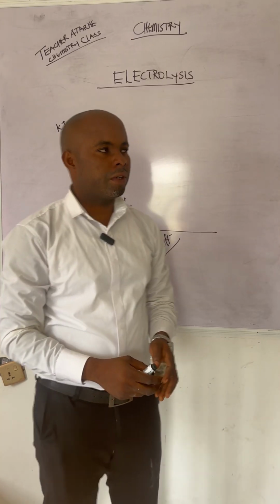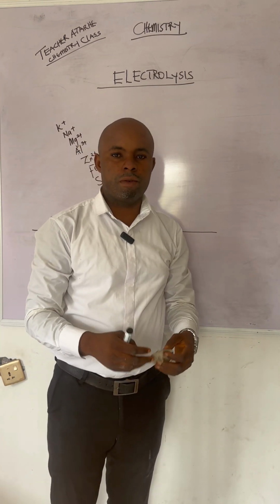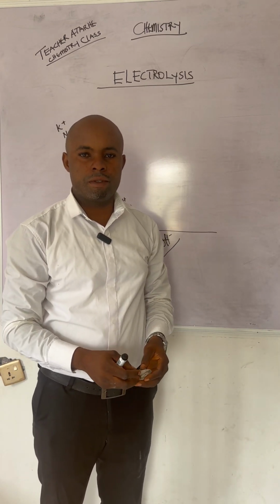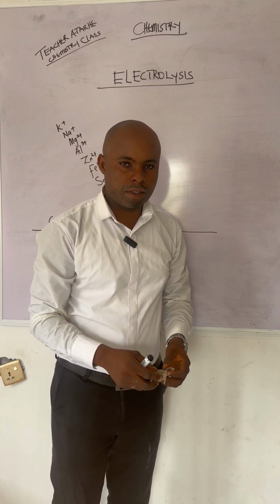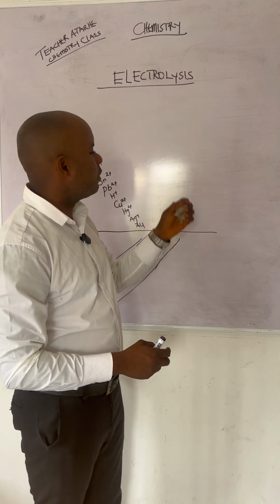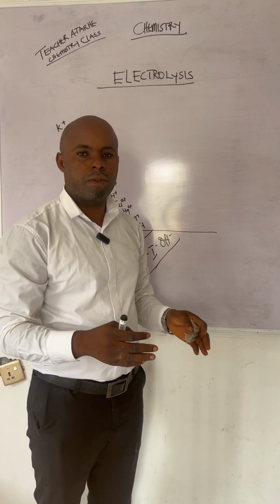In today's topic, we'll be talking about electrolysis. What is electrolysis? Electrolysis is the chemical decomposition of a chemical compound when direct current is passed through a solution of the compound or its molten state. So in electrolysis, what happens? There's a decomposition of these substances known as electrolytes.